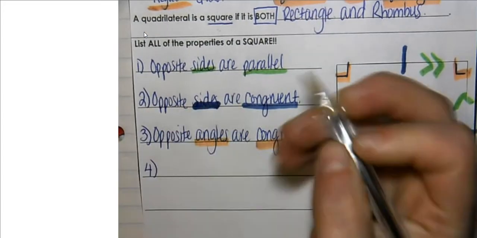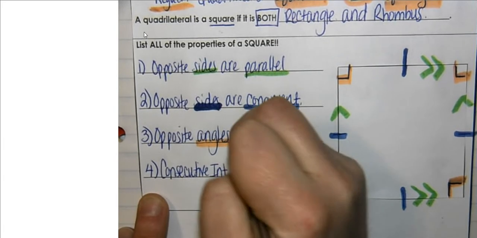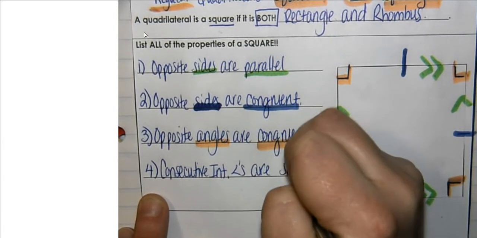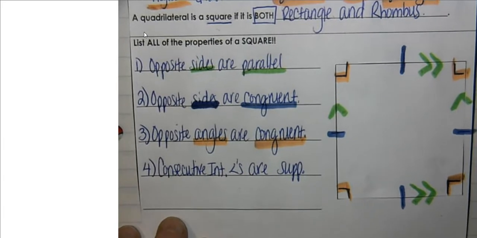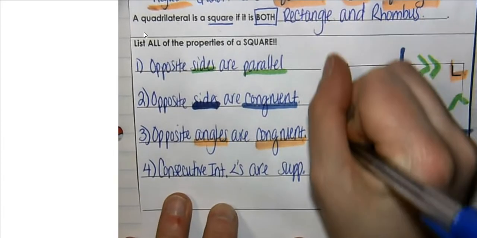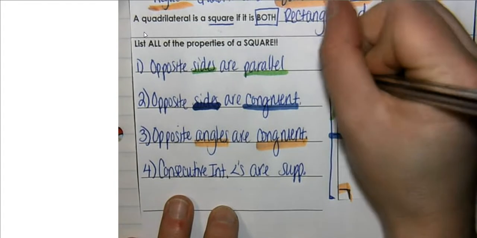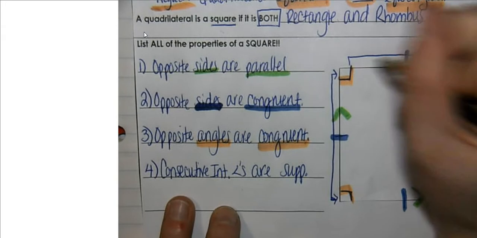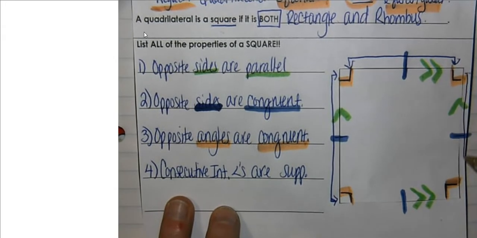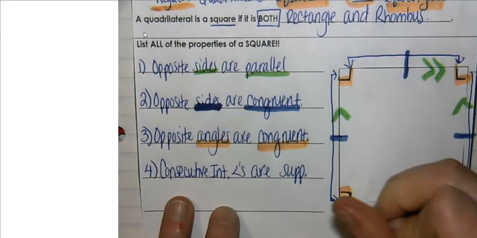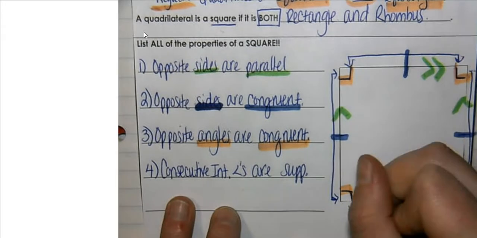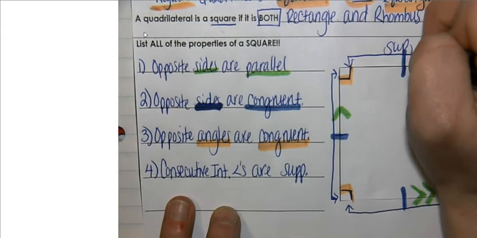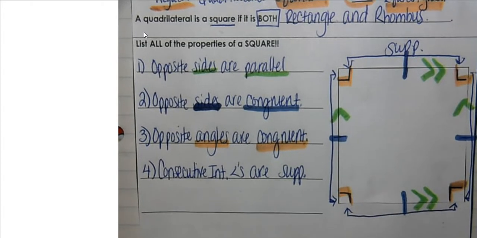Four, consecutive interior angles are supplementary, which means that they're going to add to 180. So consecutive interior angles are angles that are next door neighbors. And I have a little phrase, next door neighbors, say what's up. They are supplementary with each other all the way around the figure. All of these are supplementary. That means that they're going to add to 180 degrees.